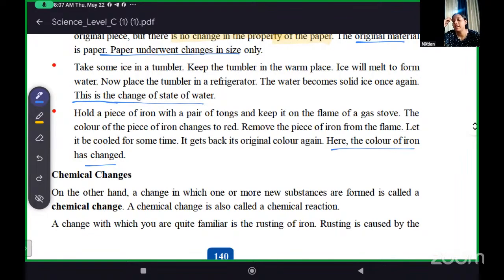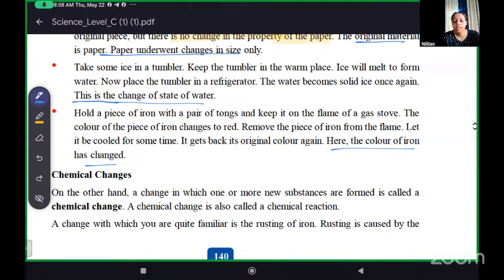What other type of change can this be? The last one. Ma'am, it can be chemical. No, ma'am, it's not chemical. Ma'am, this is chemical change. The people got something wrong.